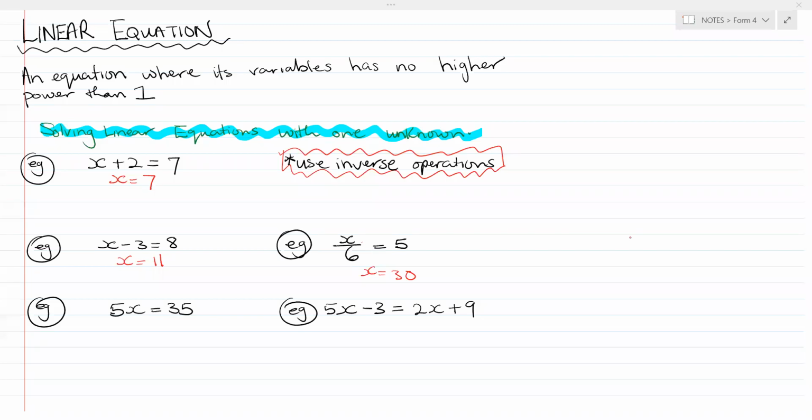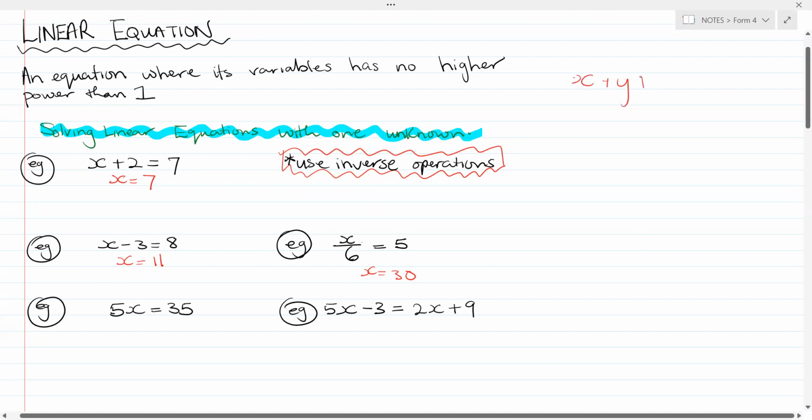Here we'll be covering the topic linear equations, right? A linear equation is an equation where its variable has no power higher than 1. So we see stuff like x plus y plus c is equal to 9. This is a linear equation because the power of all these variables is 1. If I start to say x squared plus y, this is no longer a linear equation because of this power 2 here. So when we solve linear equations, we are basically solving for the unknown, right?